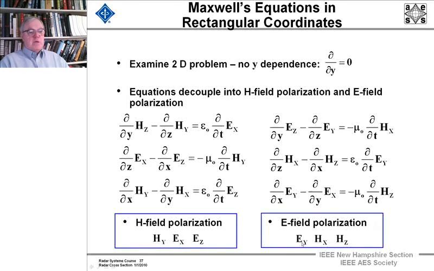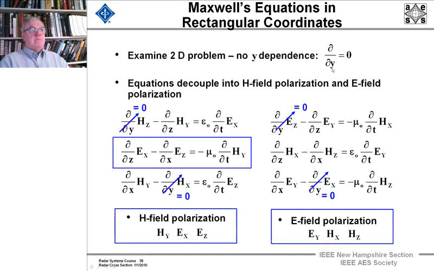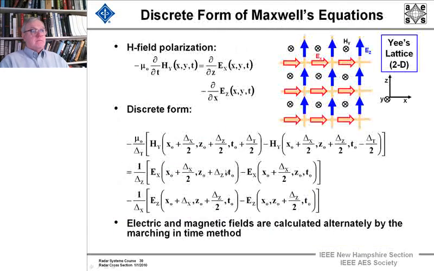And the E field polarization has an E sub y, that's E in the y direction, and H fields in the x and z directions. Now, using that property that we're not going to have any y dependence, a bunch of these equations drop out, and the equations decouple into H field and E field polarizations. And so this is the relationship we're going to focus on. How do we go back and forth? And here is that equation we're going to focus on.